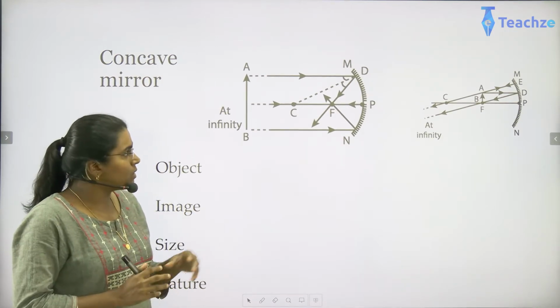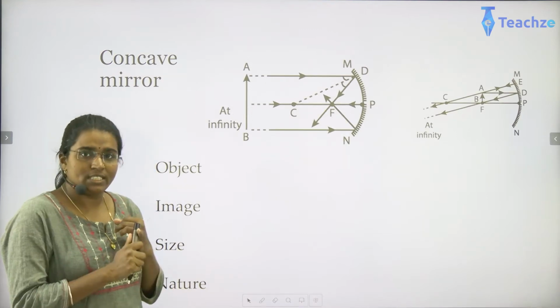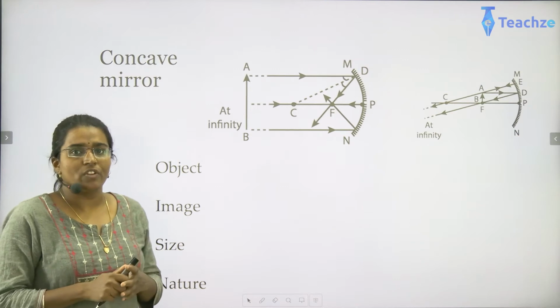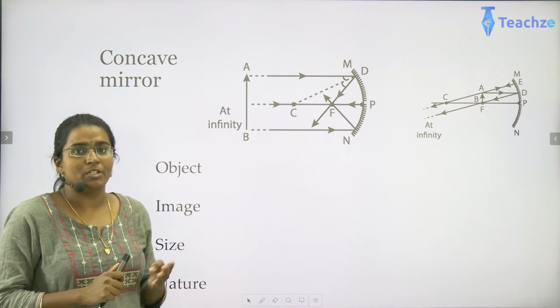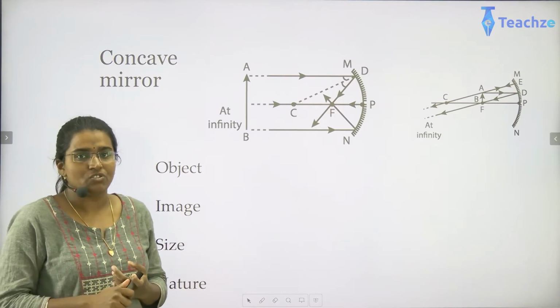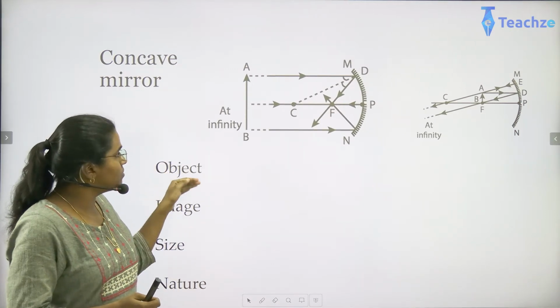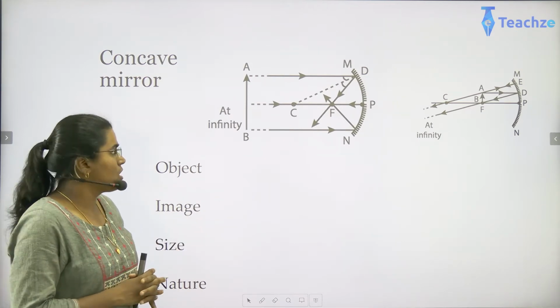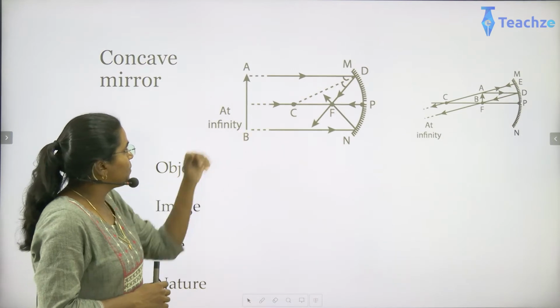We will be dealing with the object distance, image distance, the size, and then the nature of the image, whether it is real, diminished, or virtual, erect, all those things. Where we keep the object and where we get the image will be the object distance and the image distance. So we'll start with the first one.